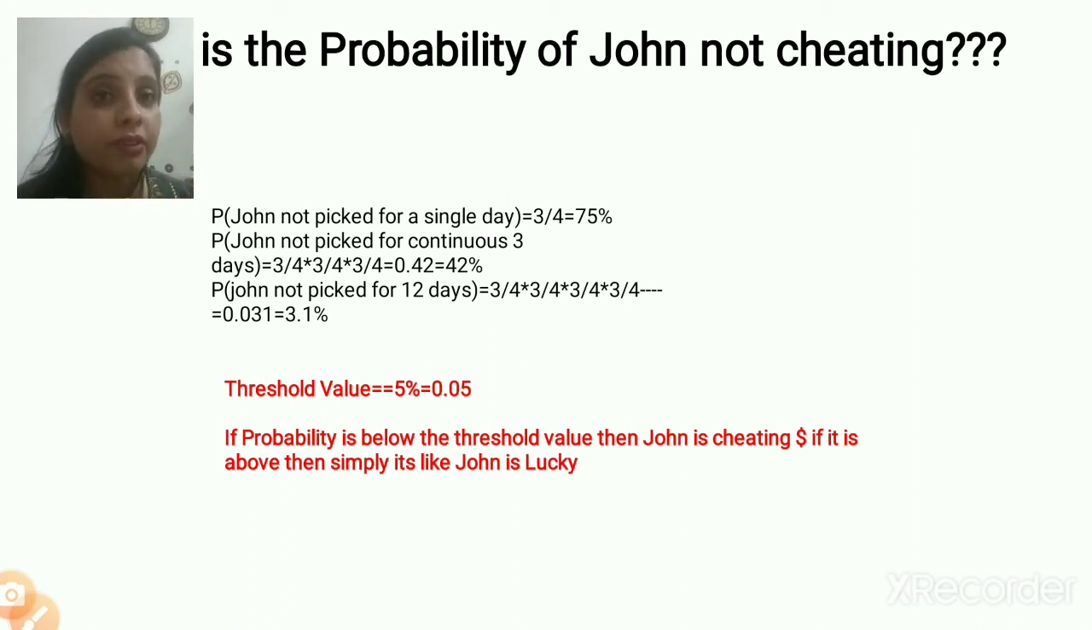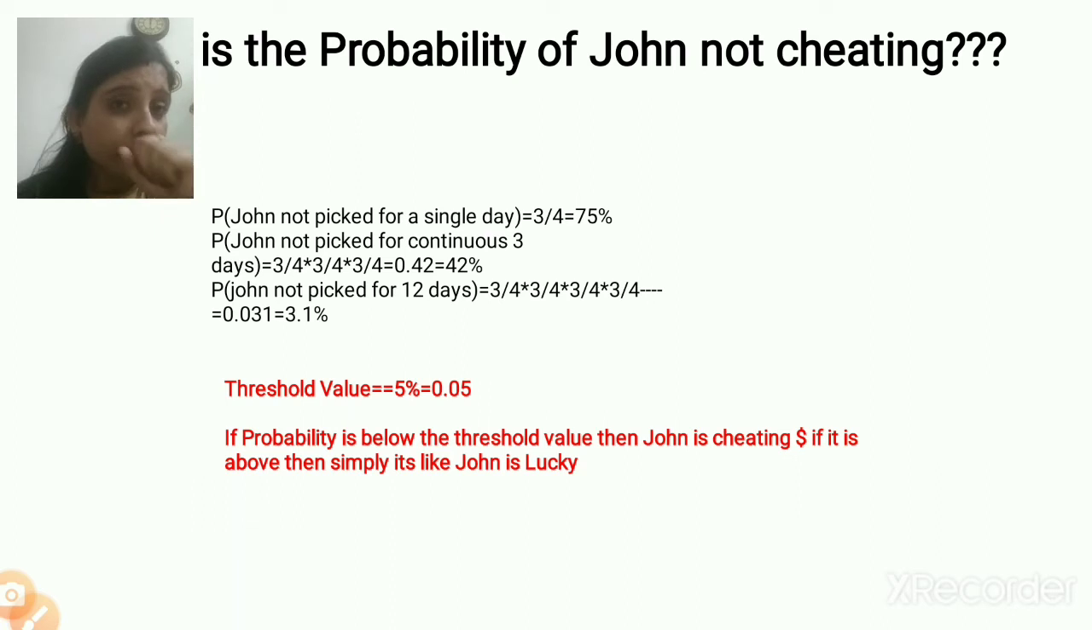Now, as you can see, we have 3 different percentages for 3 different scenarios. Then how will we come to an output on whether John is cheating or not? In order to conclude any kind of decision or solution, we need to set a threshold value. This is entirely decided by the data analyst who is going to perform the hypothesis testing. So this threshold value depends upon the person who is performing the testing. In this case, we are assuming that the threshold value is 5%, which is equal to 0.05.